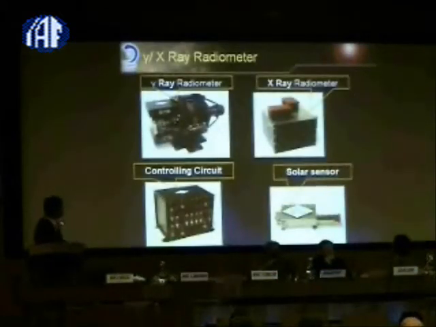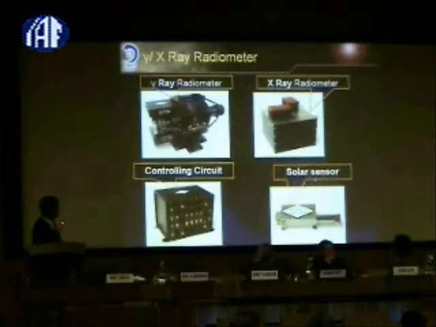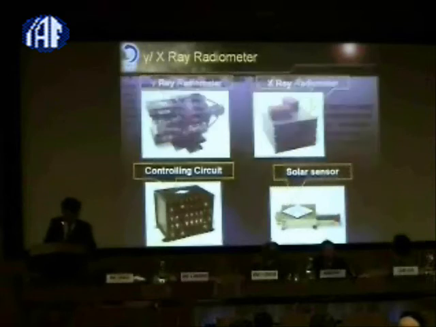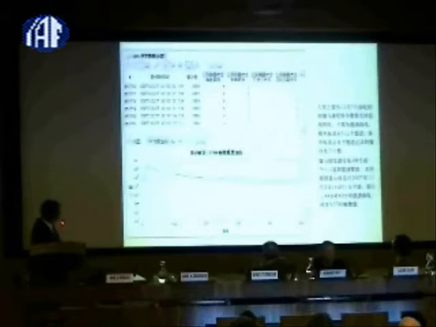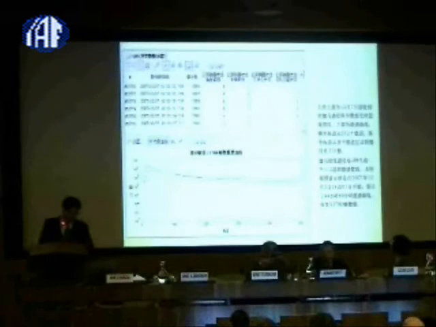I think this is the gamma ray spectrometer and the X-ray spectrometer, and these solar sensors. These all worked well during the Chang'e 1 mission. This is the gamma ray detector. They get the gamma ray curves from the moon, from 0 to 2. I think these are big numbers. Don't worry about it.